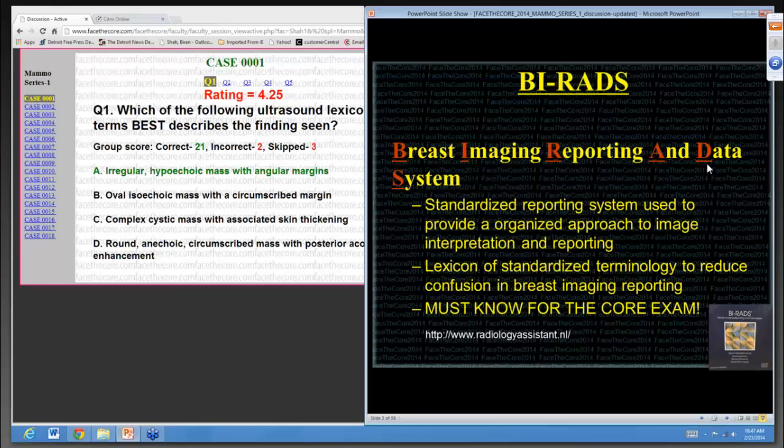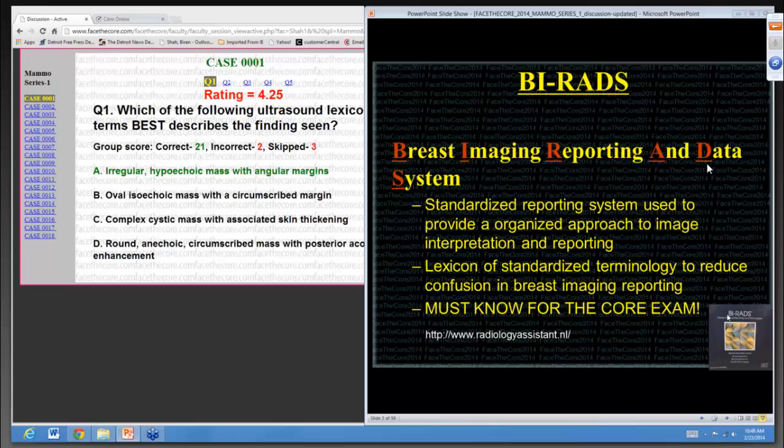Actually, before we even do that, I'm going to give you a spiel and just tell you the importance of knowing your BI-RADS. BI-RADS stands for Breast Imaging Reporting and Data System, and it's a standardized reporting system. You guys need to know this. There is a fifth edition that just came out, but for this year's core exam, my understanding, talking to individuals, is that the fifth edition of the BI-RADS is not going to be tested. So it's really just the fourth edition.